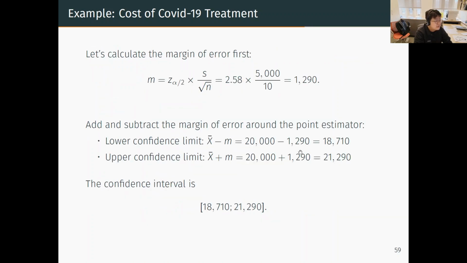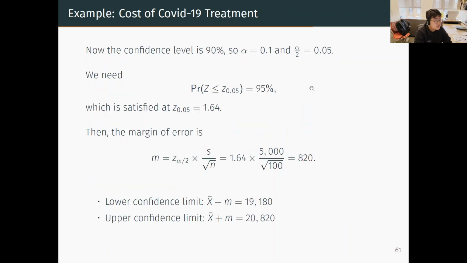Anyhow, the margin of error is now 820, which is smaller than what we got earlier. Earlier we got a margin of error of about 1,290, but it is now much smaller. That's because I accepted higher error probability. So your interval will be smaller, more informative than before. Okay, so your interval will look like this.